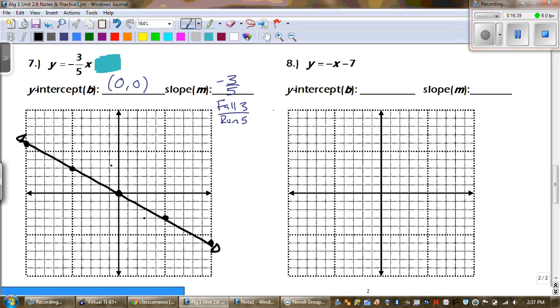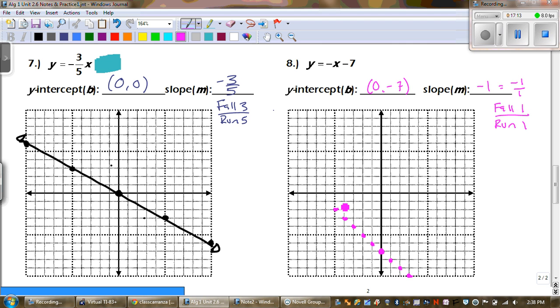All right, number 8. Why don't you guys try to see if you can get the whole thing done by yourself? Okay? So pause the video and good luck. Okay, well, I just wrote down that first information to see if you guys got that right. So we need to start at 0, -7, which is right here. And then it should be down 1 over 1, down 1 over 1. Okay, and I'm going to continue my pattern.